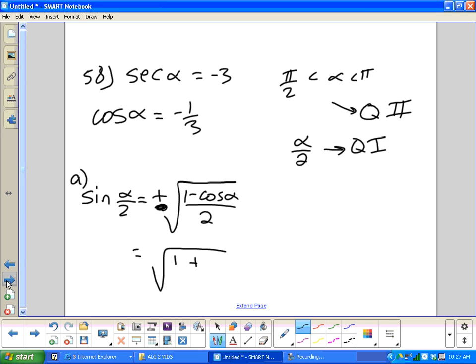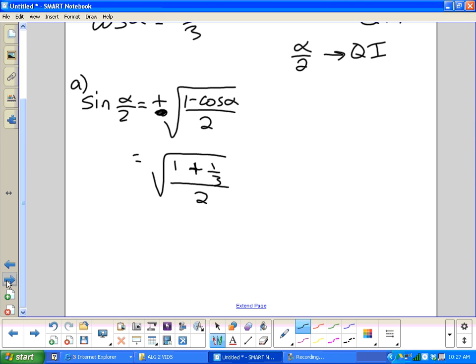Plus 1/3, okay, over 2. Now, I'm not going to show it this time. Let's just do it mentally here. Yeah, we're going to multiply by 3. Okay, so this is going to give me 3 plus 1 over 6.